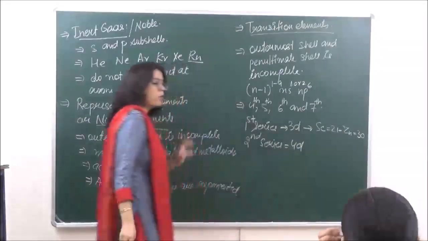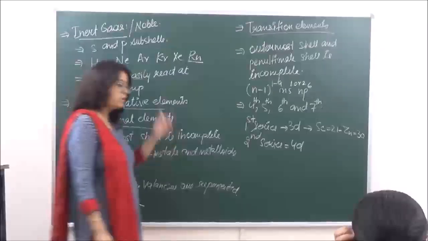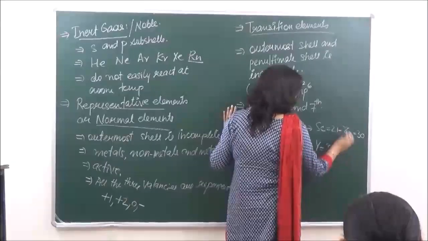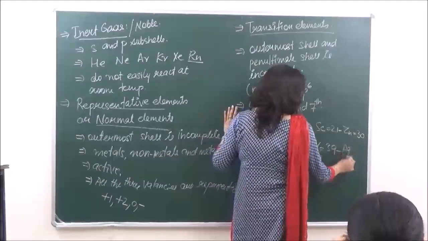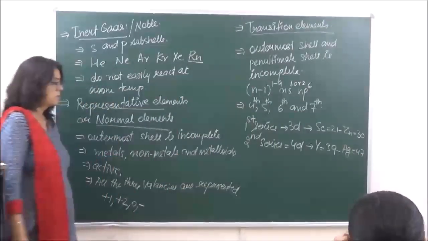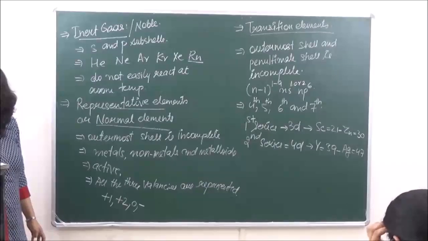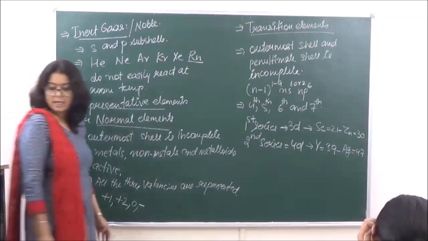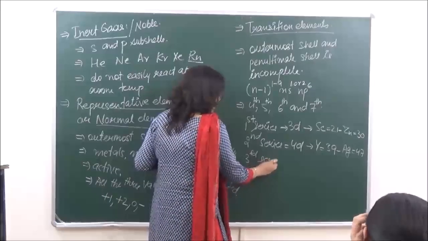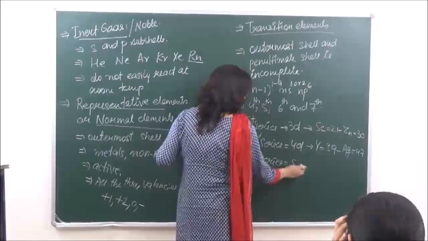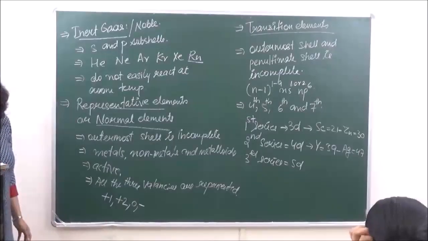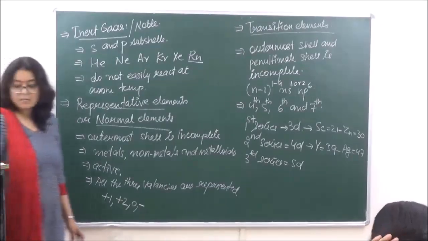In the second series, we are going to fill up 4d. It starts from yttrium with atomic number 39 and ends in Ag with atomic number 47, silver. Okay? Then after that we come to the next one, the third transition series, in which we are going to fill up 5d.